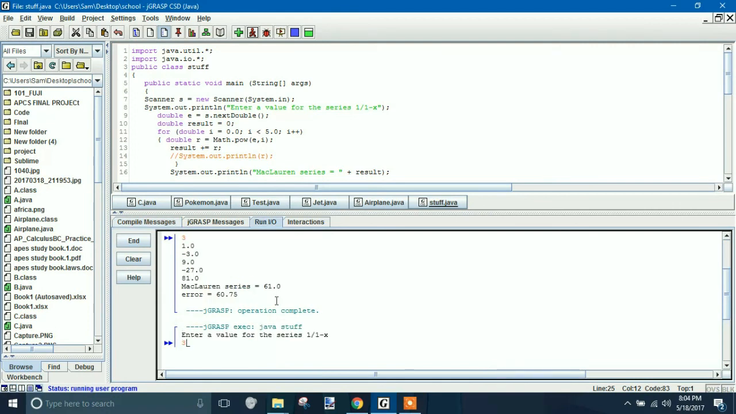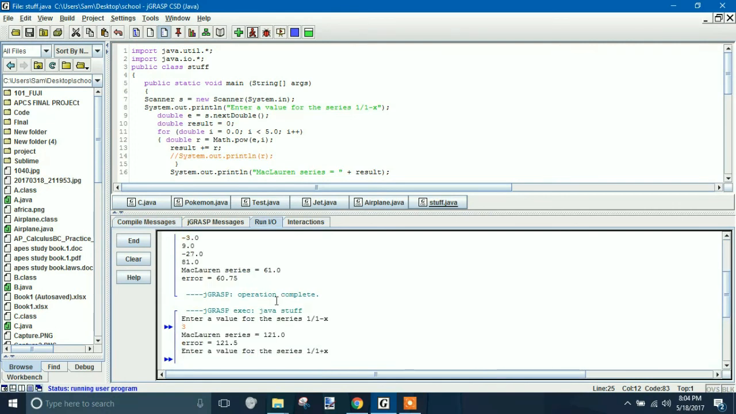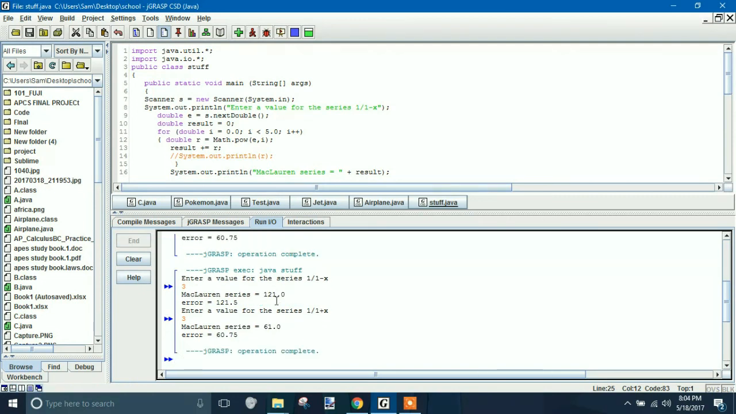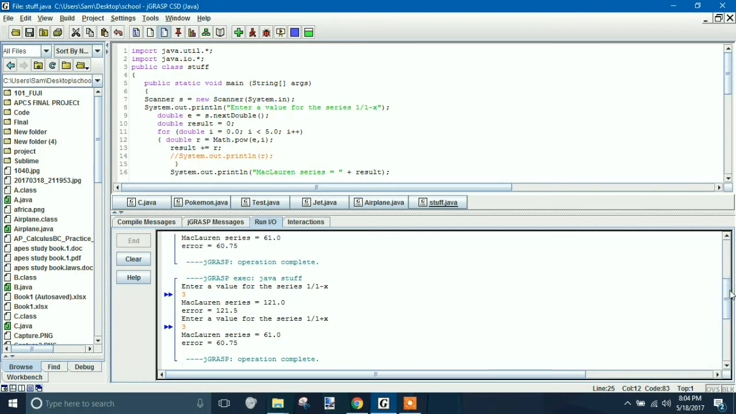Okay, sorry, that was a bit strange. So 3, see, we get our original number back, and of course if we put in 3 again, you'll see it didn't put in the terms and just gave us our series. So that's how the program basically works.